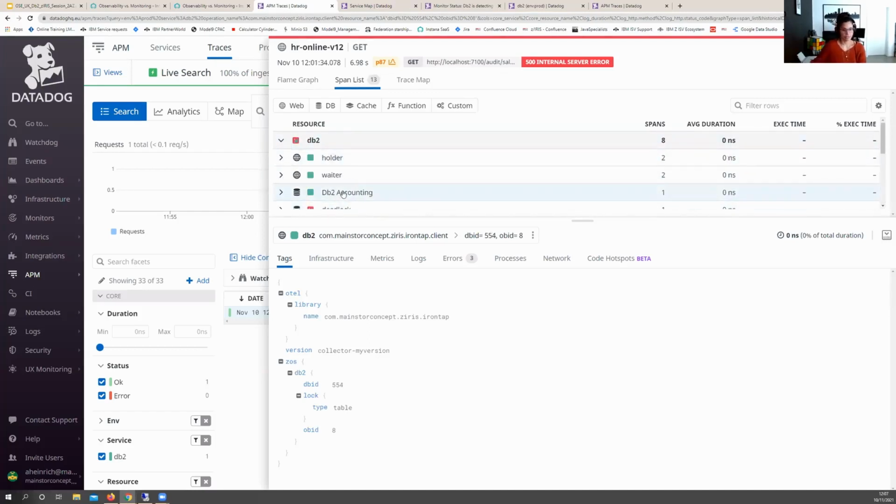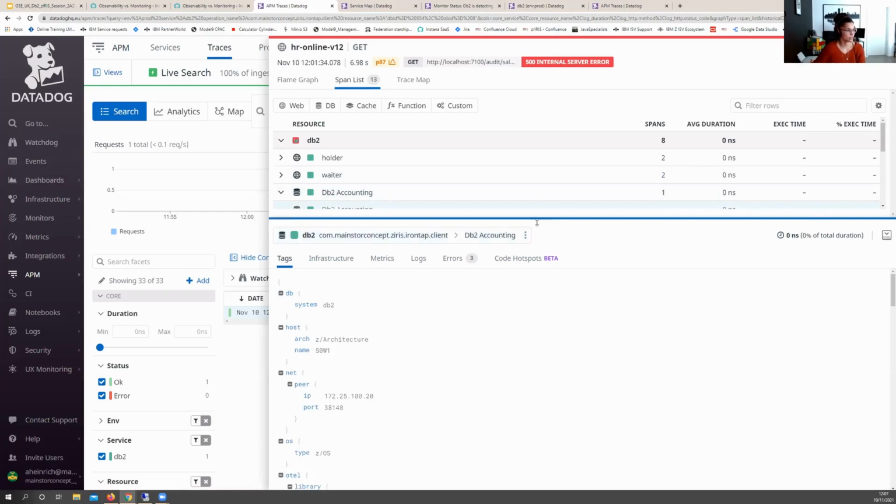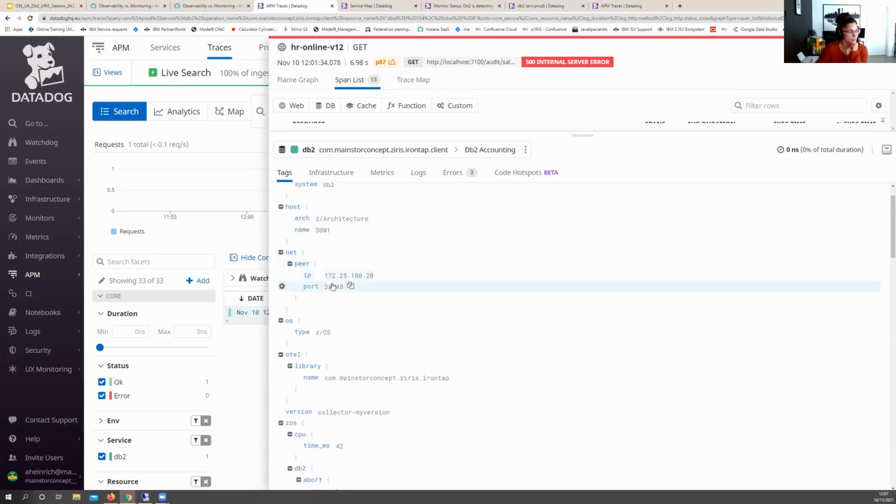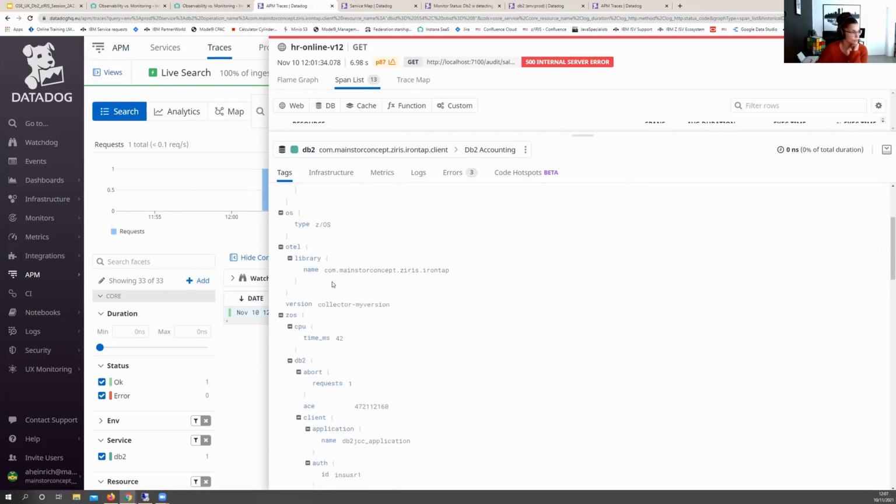And what we've done is used OpenTelemetry to turn IFC ID3 into a Db2 accounting trace. So I'll just open up that trace here and explain that for you. This trace contains, as we mentioned before, context. So we know what system it's running on. We know which LPAR. We can see the peer IP addresses that are registered by Db2.